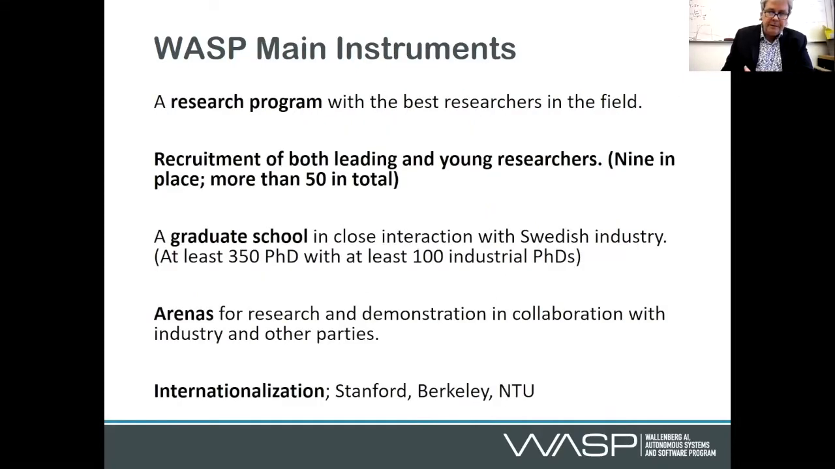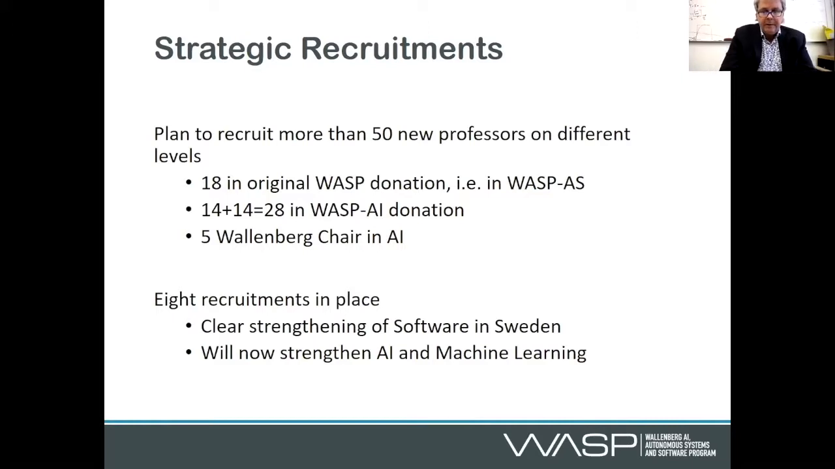Then we have the recruitment. The plan is to recruit more than 50 new professors on different levels, some full professors, some assistant professors. In WASP AS, there are 18, and in WASP AI, there are 28. And then there are some additional so-called Wallenberg chairs in AI, which are full professors in AI. We have 8 recruitments in place, most of them in software technology, and the focus now is to strengthen the recruitments in AI and machine learning.